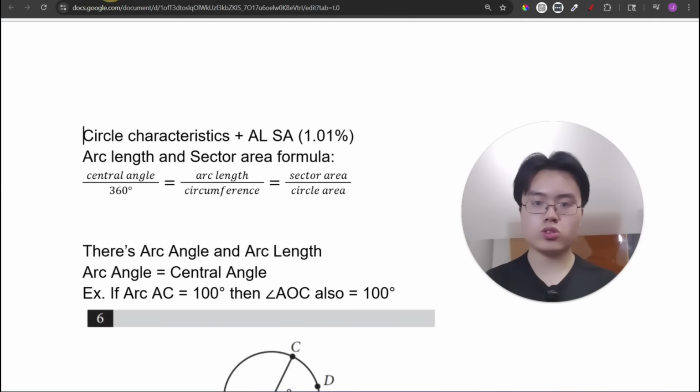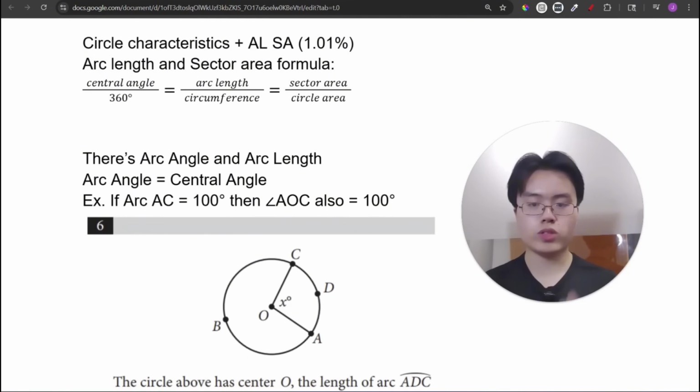I'm talking about circle characteristics just for the normal non-Desmos questions that you can't really solve with Desmos from start to end. You actually have to know a bit of geometry to solve the question.